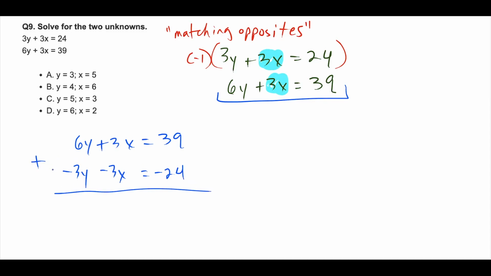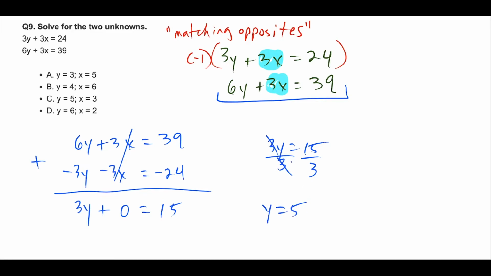I have 6y plus -3y is like doing 6 minus 3, which is 3. I have 3x plus -3x canceling out, giving me plus 0x equals, now if I do 39 plus -24, that's going to give me 15. So now my resulting equation, I have 3y equals 15. So when I solve for y by dividing by 3, I have y is equal to 5. And notice the only answer choice with y equals 5 is this one.